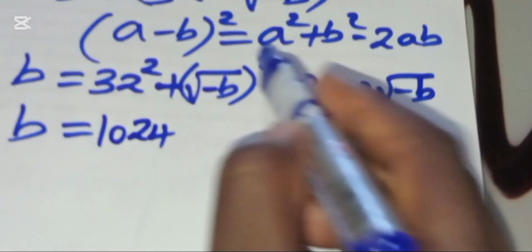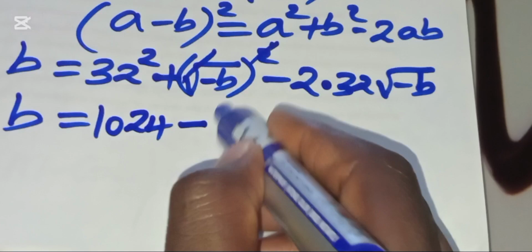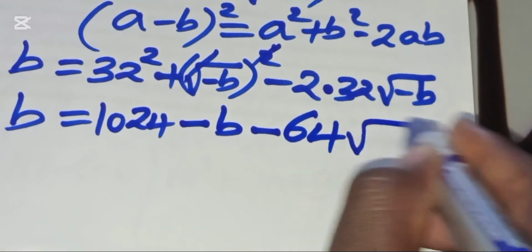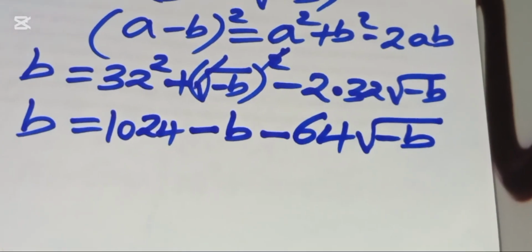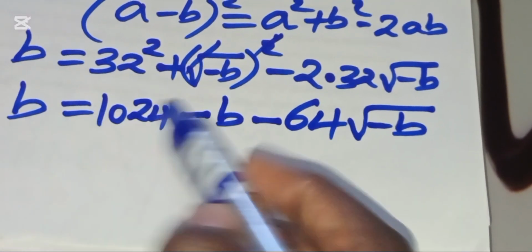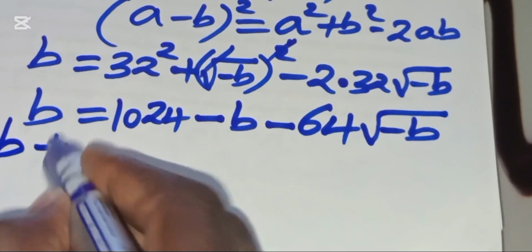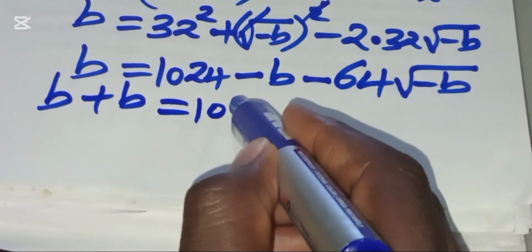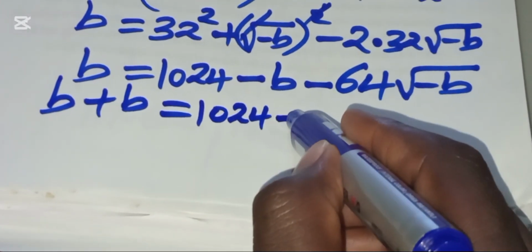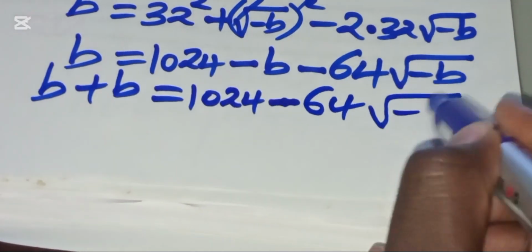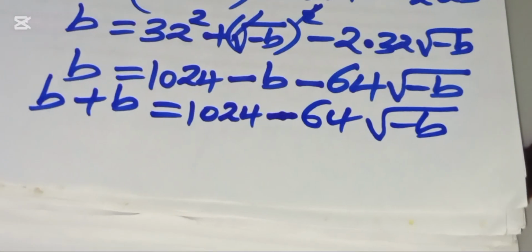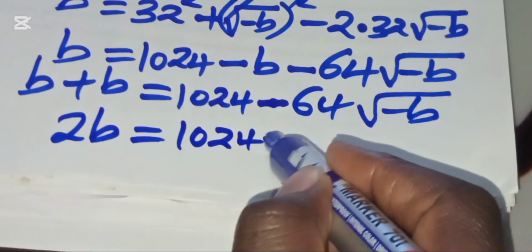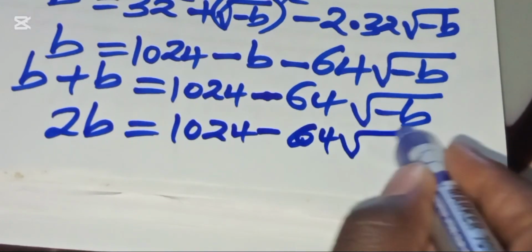Now the square root of negative b squared, we eliminate the square root sign, so this is negative b, minus 2 times 32, which is 64, times the square root of negative b. Okay, now let's take this negative b to the left hand side. This is b plus b, equal to 1024 minus 64 square root of negative b. All right, so from here we'll have 2b equal to 1024 minus 64 square root of negative b.